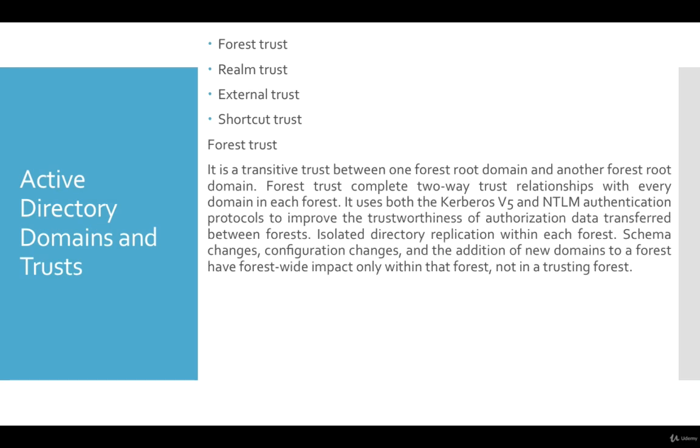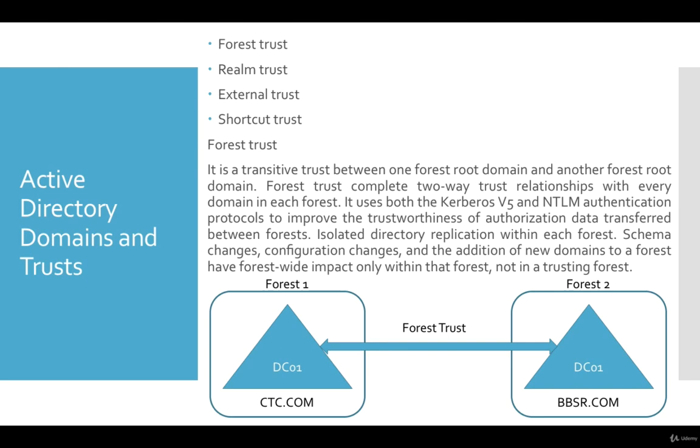Forest trust is a transitive trust between one forest root domain and another forest root domain. Forest trust is a complete two-way trust relationship with every domain in each forest. It uses both Kerberos version 5 and NTLM authentication protocols to improve the trustworthiness of authorization data transfer between the forests. The advantage of forest trust is isolating directory replication within each forest. Schema changes, configuration changes, and the addition of new domains to a forest have forest-wide impact only within that forest, not in a trusting forest.